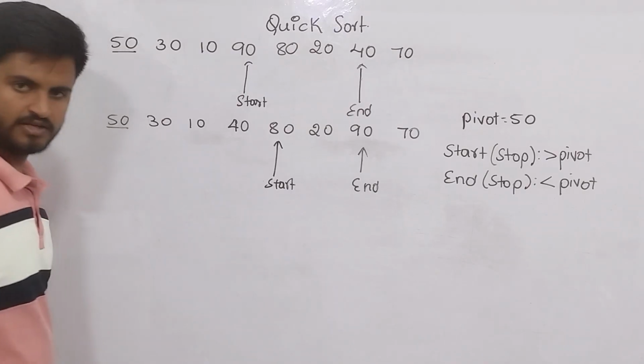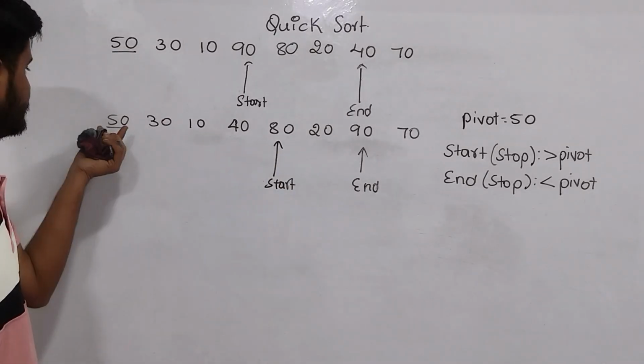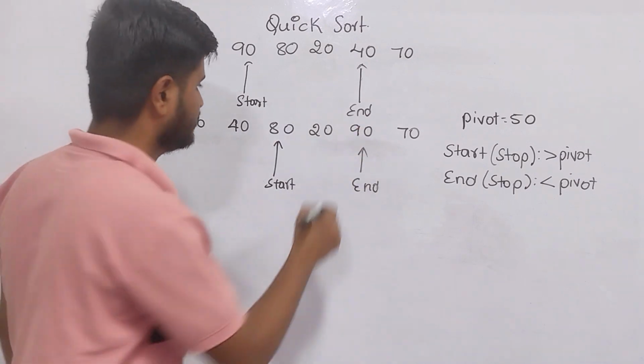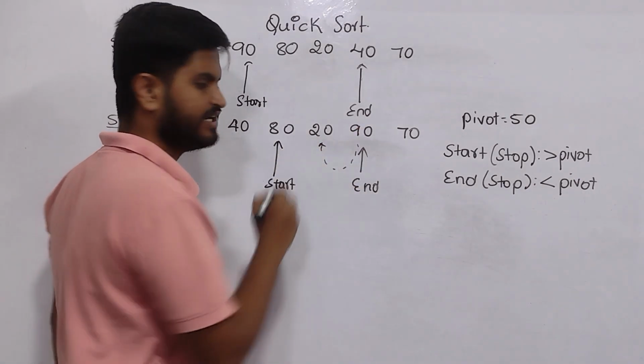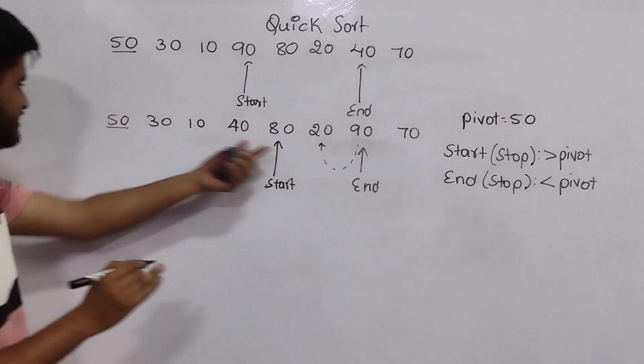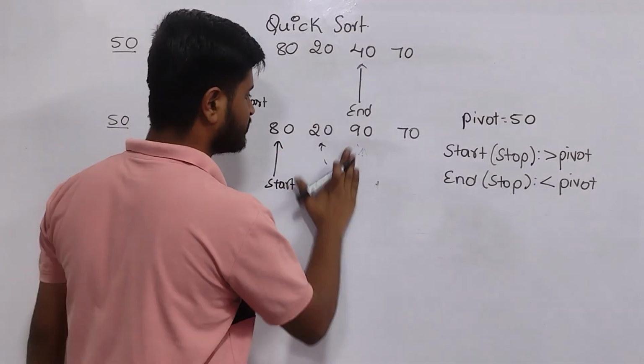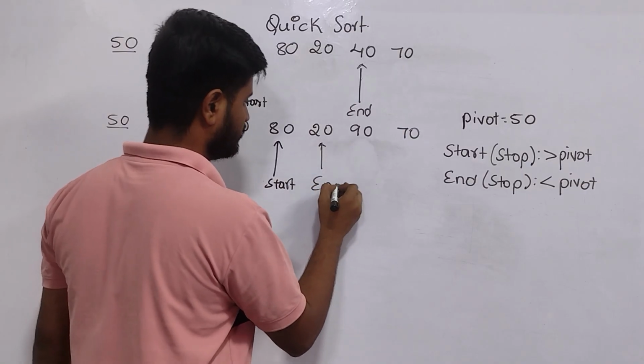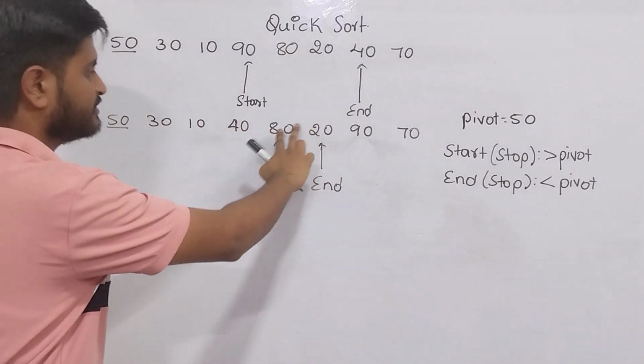Now I will move the end arrow. The end value must be less than 50, then only can I stop. 90 is not less than 50, so I will move left. 20. 20 is less than 50, so I will stop at 20. My new end value is 20. So what must I do? I must swap the elements.